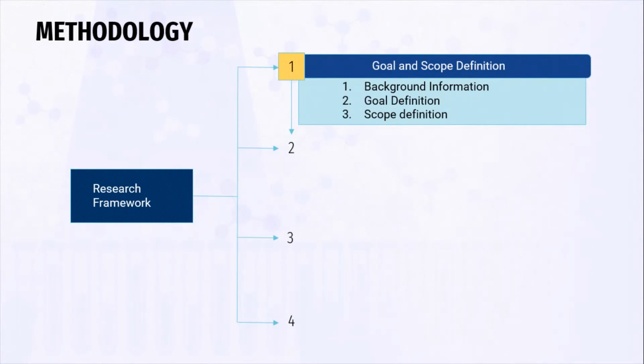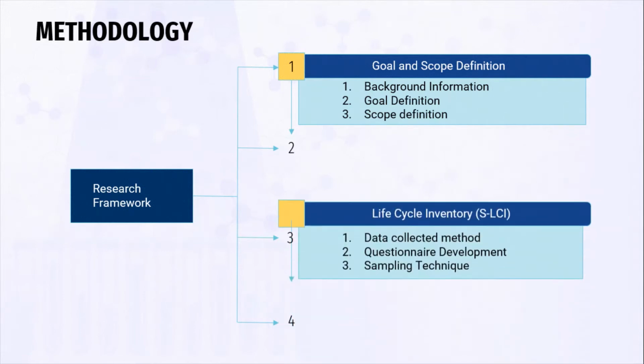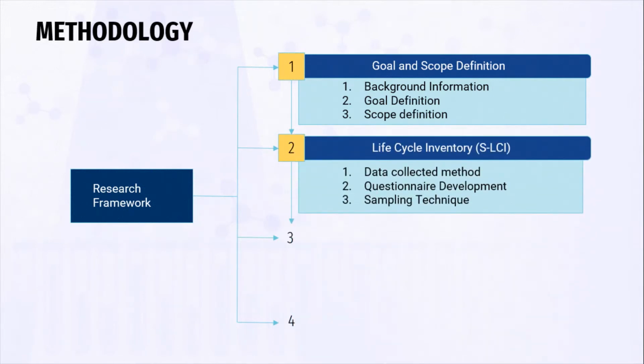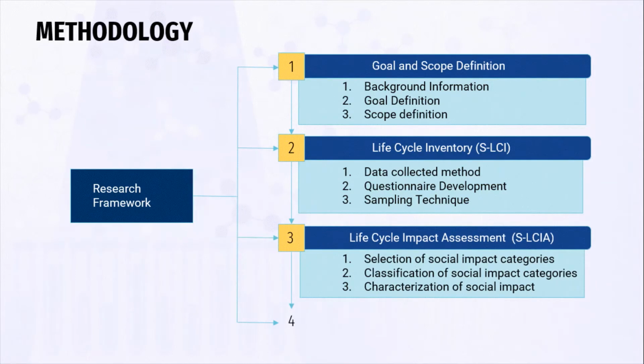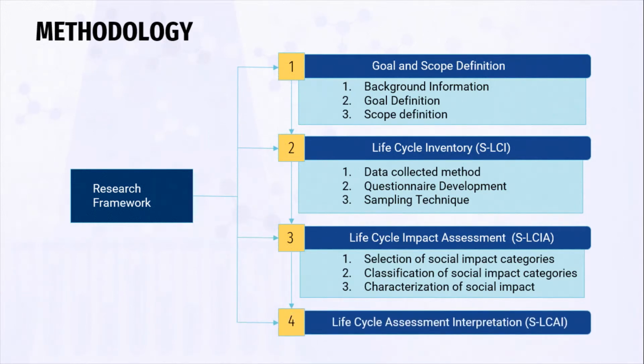Next, for the methodology. So here is the research framework for this study, which consists of 4 phases of LCA, starting with the goal and scope definition, which consists of background information, goal definition and scope definition. For the second phase, which is life cycle inventory, it regarding the data collection method, questionnaire development, and sampling technique. The third one, which is life cycle impact assessment, it including the selection of social impact categories and characterization of social impact. And the last phase is the life cycle assessment interpretation.